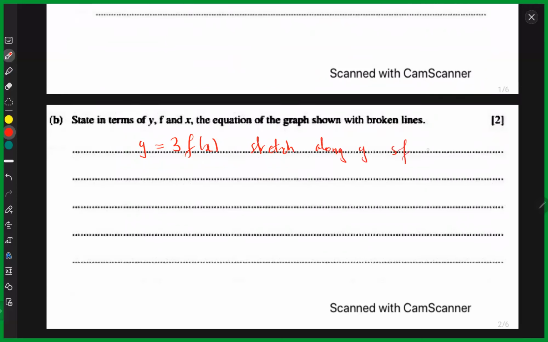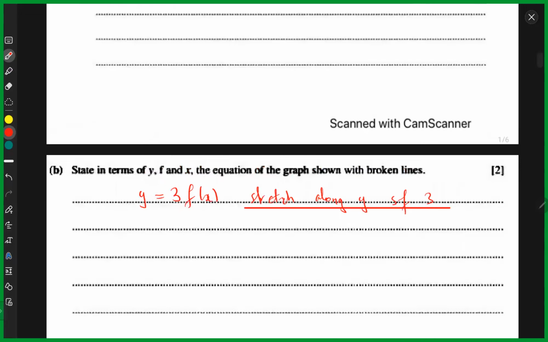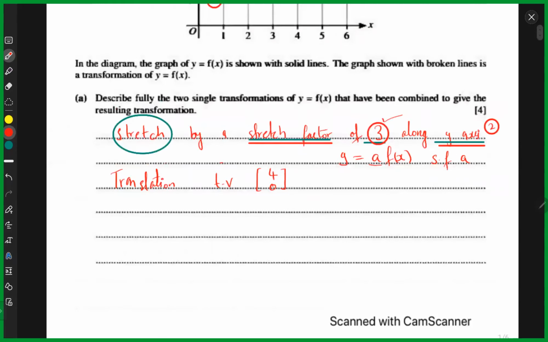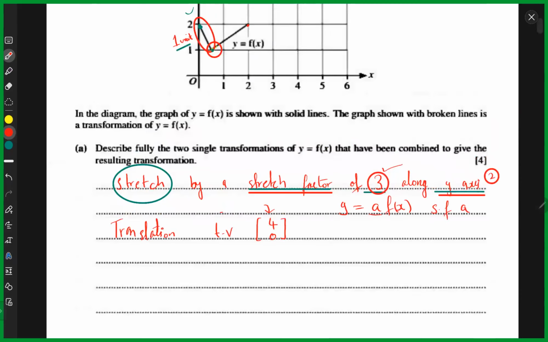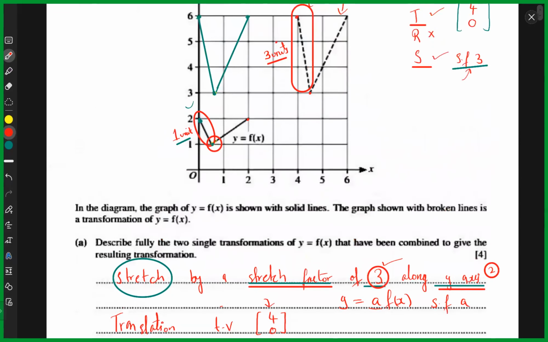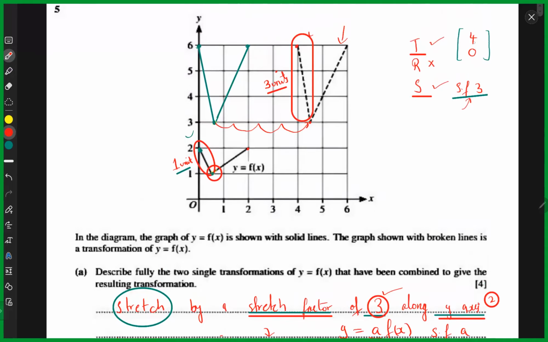The stretch factor is 3. I'm just writing this down for you guys. The underlined part is not important. Then what else happened? Other than this, our graph shifted 4 units to the right. The translation vector and the actual graph are basically mirror images. If my blue graph has moved 4 units to the right, which it genuinely did, 1, 2, 3, 4, then in my translation vector, I would write down 4, 0.